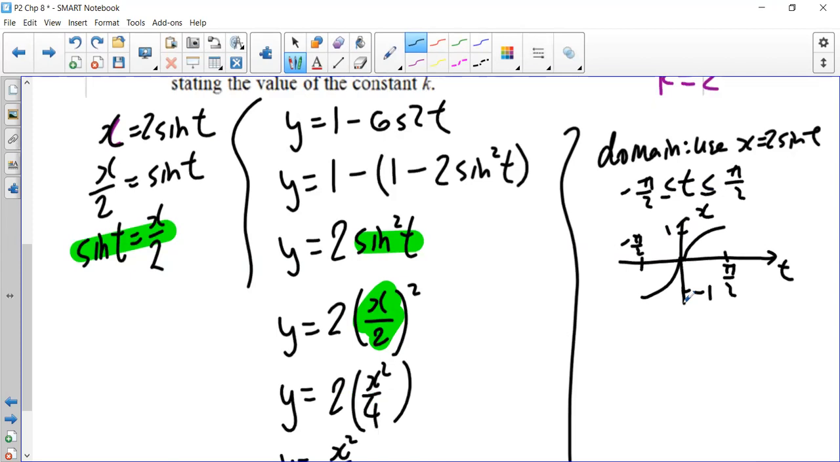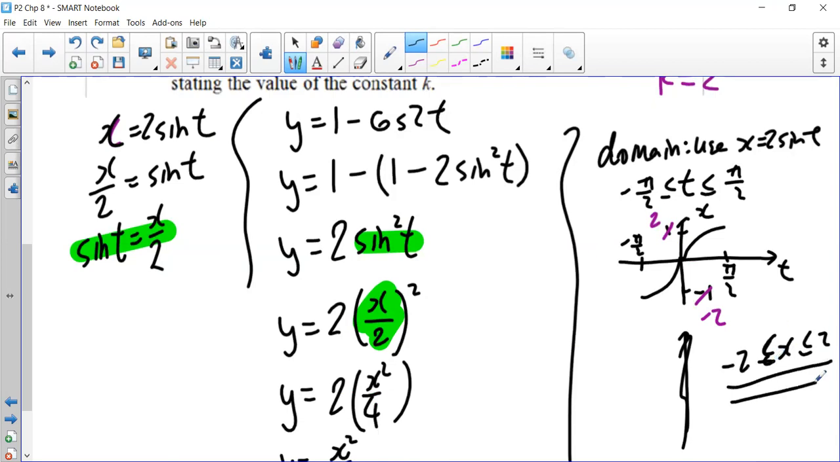2 sine t. So x equals 2 sine t. 2 sine t means I am multiplying the y coordinates by 2, a transformation. So I'm going to be a bit lazy in here. 1 becomes a 2, minus 1 becomes minus 2. Therefore, the domain, which is about the x value, so you can see the x value is on the vertical axis, 2 and minus 2. Therefore, that's the domain. x between minus 2 and 2, right?